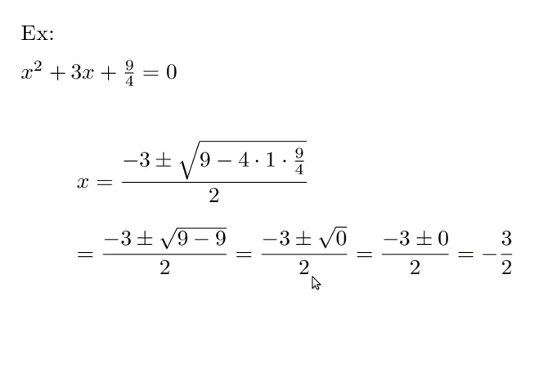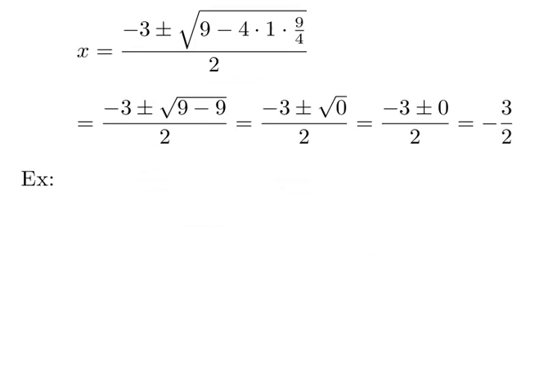Let's go on to another example. This is going to be the first example where a is not equal to 1. We have two more examples, this one and one more after this. So, let's say we have 15x squared plus 19x minus 56 equals 0.